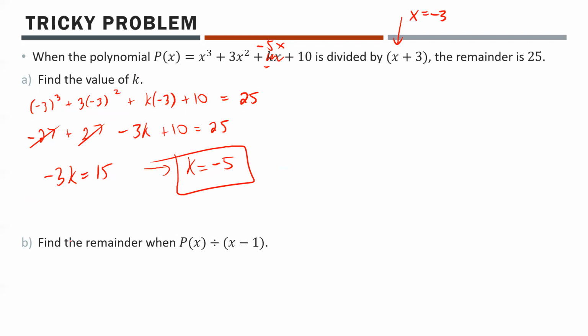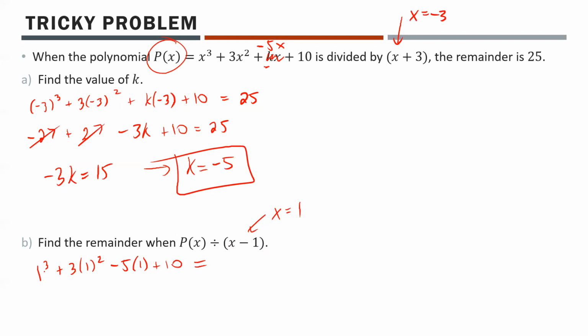Second part of the question, find the remainder when p of x, that's this function here, is divided by x minus 1. Well, it's a good thing we found what k is, because now we can just use remainder theorem on this, this time plugging in x equals positive 1. That's what would make this whole chunk equal to 0. Throw x equals 1 into this. I'll just show all the work here. 1 cubed plus 3 times 1 squared. And remember, k was negative 5, so we'll say it's minus 5 times 1 plus 10.